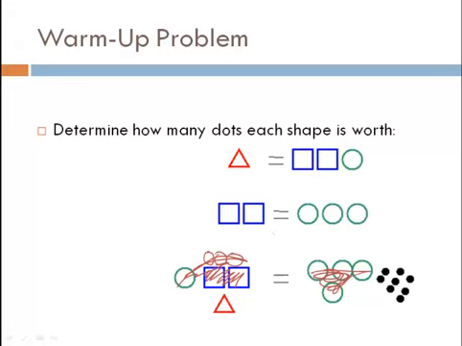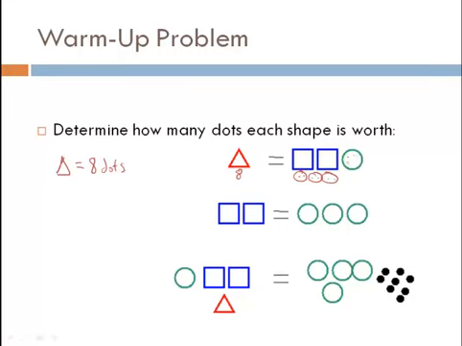So maybe I'll write that down here. One triangle is equivalent to 8 dots. Using similar logic, I can take the 2 squares out of this top equation and replace them with 3 circles. And that means that one triangle, which I could replace with 8 dots, or just the number 8 for simplicity, 8 dots is equivalent to 1, 2, 3, 4 circles. Therefore, each circle must be equal to 2 dots.